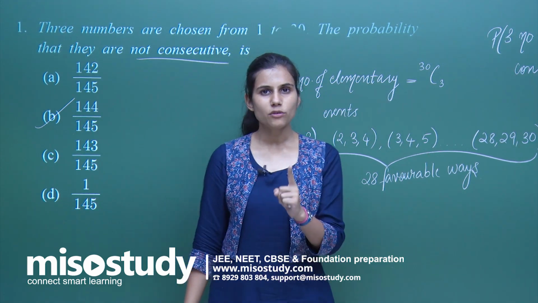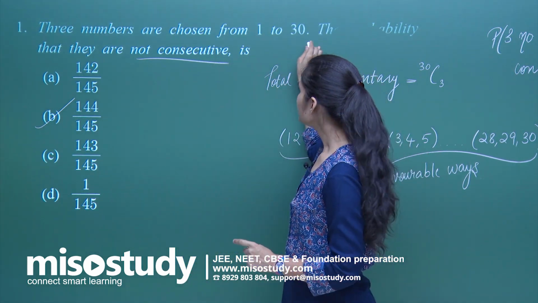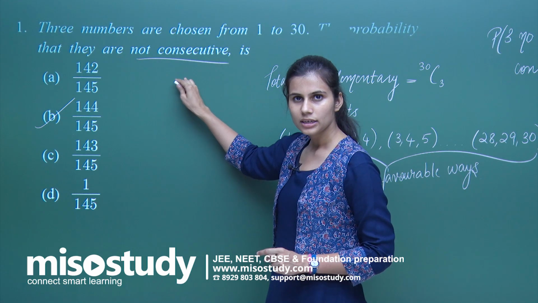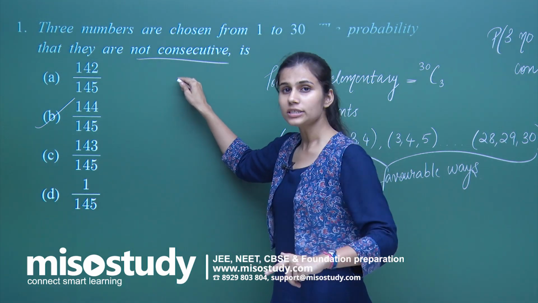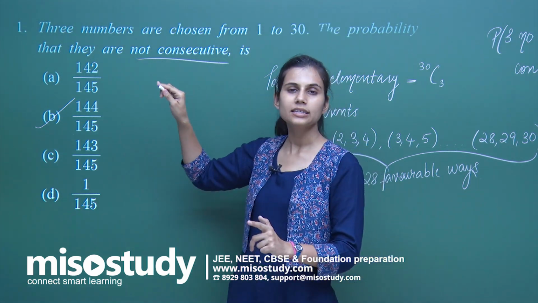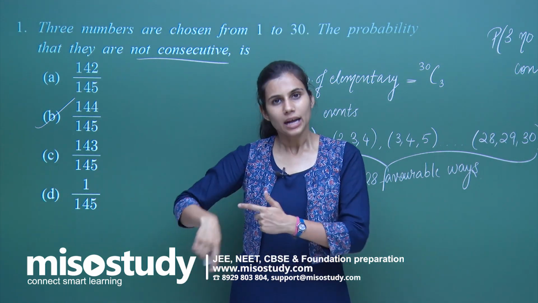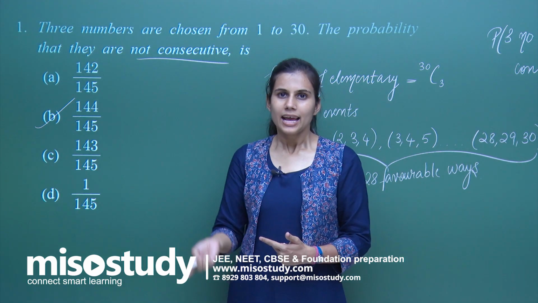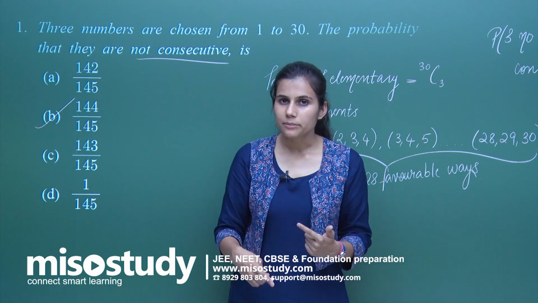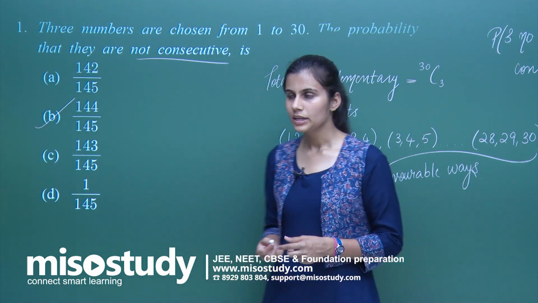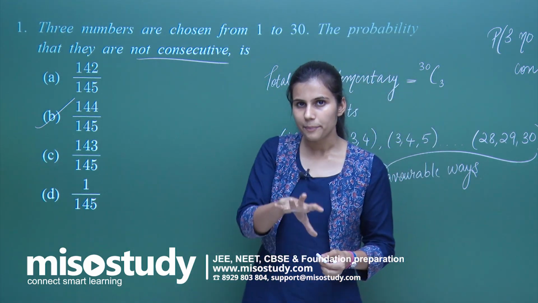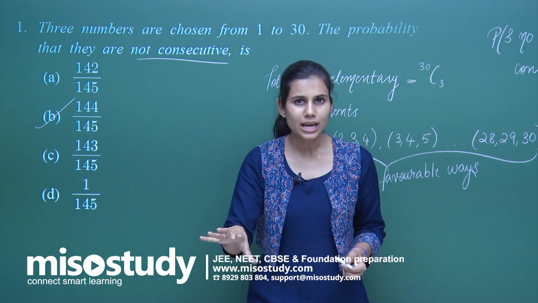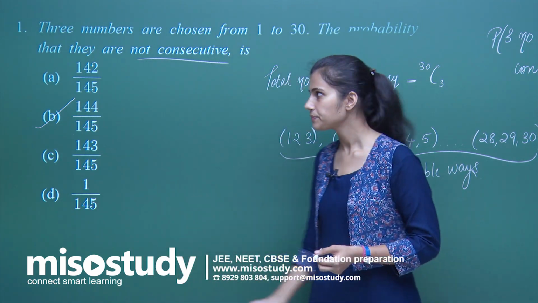So first of all, I found out the probability that the 3 numbers chosen are consecutive, but I wanted the probability of them being not consecutive. So from 1 I subtracted the probability of the event of getting 3 consecutive numbers, and then I got the probability of 3 numbers which are not consecutive. Just by using the logic that probability of happening of an event plus probability of not happening of the same event is equal to 1.